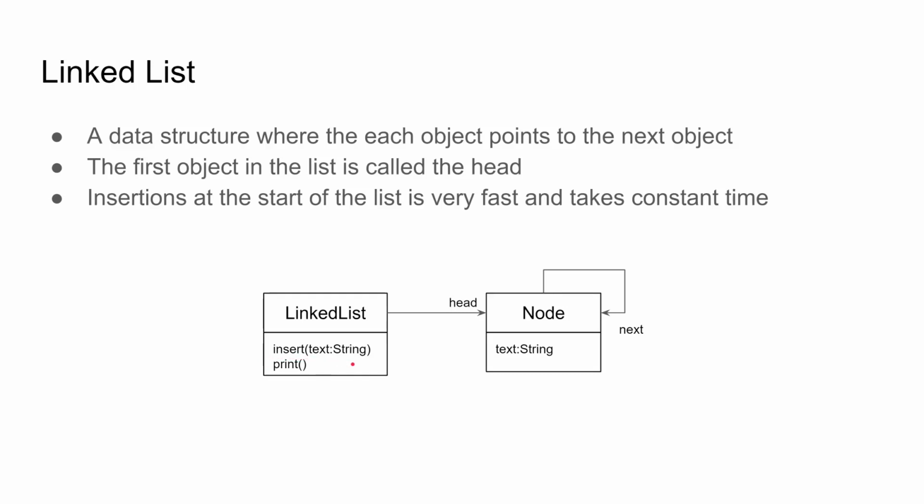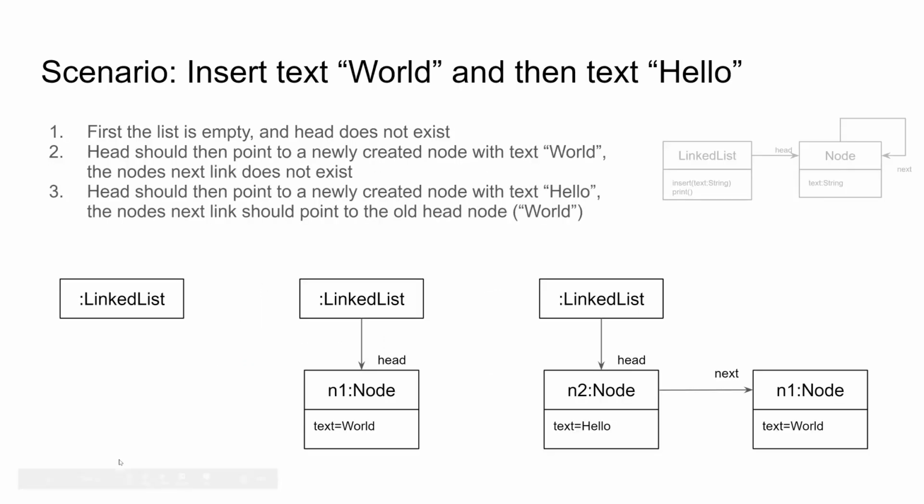We can insert something, and then it will be inserted first in the list of nodes, and we can print the list. So let's take a look at a simple scenario. We would like to print the text hello world using our linked list class. In this case, we first need to insert the text world, and then we insert the text hello, because everything is added at the beginning of the list. So when we print, we print the head first, and then the subsequent nodes that follow on that.